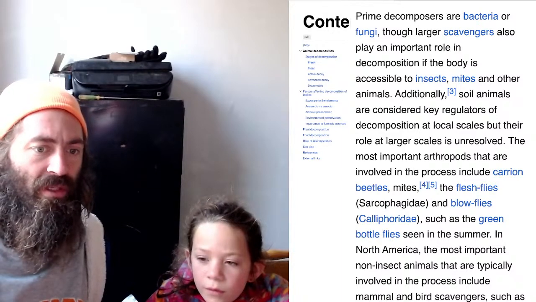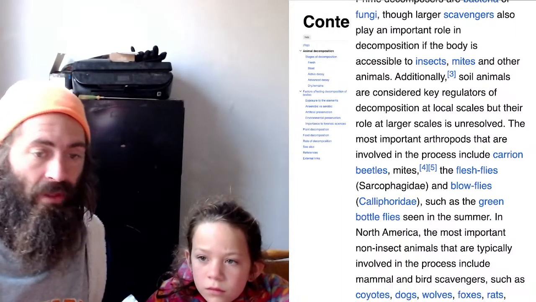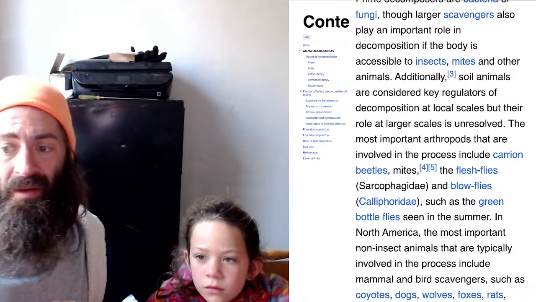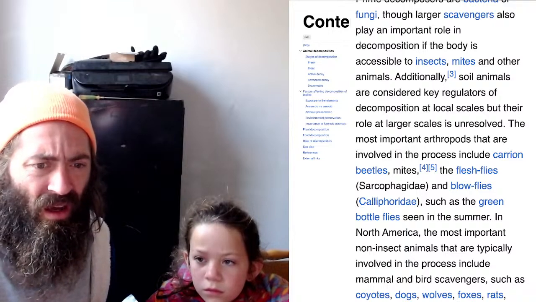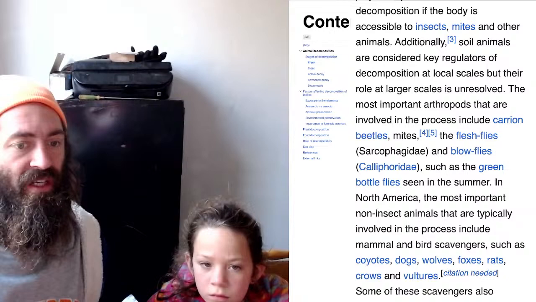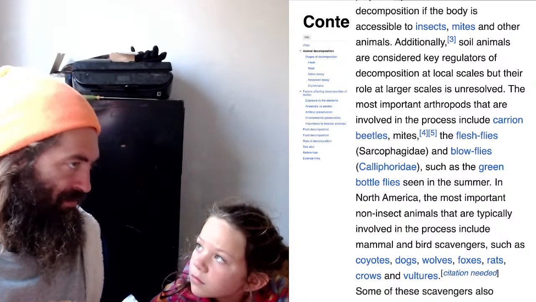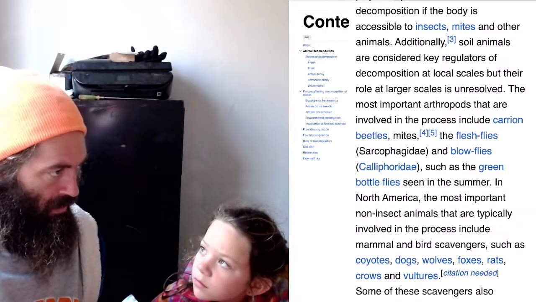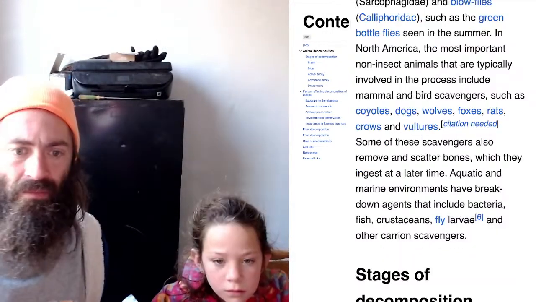In North America, the most important non-insect animals that are typically involved in the process include mammal and bird scavengers, such as coyotes, dogs, wolves, foxes, rats, crows, and vultures. Okay, so if you want to make a microbiome or an ecosystem, a small ecosystem, because that's what we want to do, we want to make a food forest that's closed.